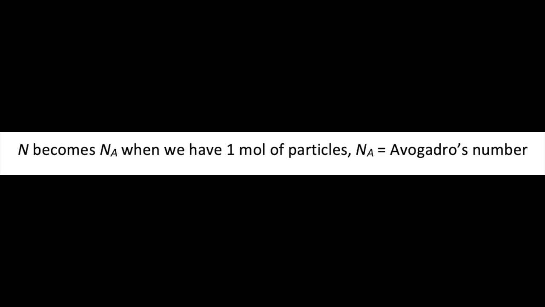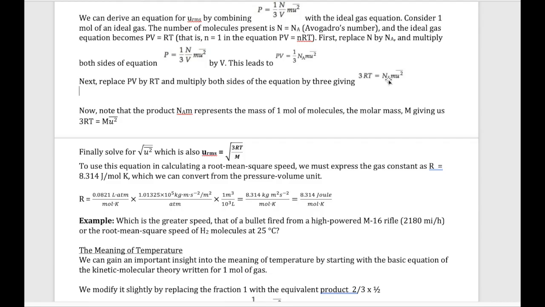Now notice that m is the mass of one particle. If I multiply Na by the mass, I get the mass of 1 mole of particles, which is just the molar mass, M. So in other words, we can write 3RT equals molar mass times the average of the squared speed. If we solve for the speed, which is taking the square root, we end up getting the square root of 3RT over M.